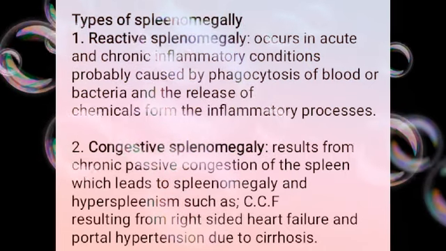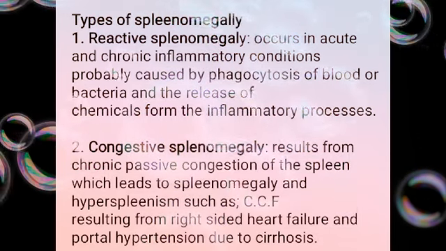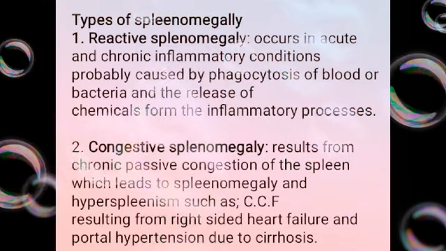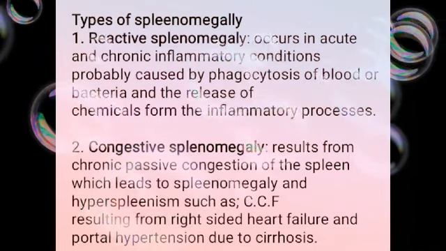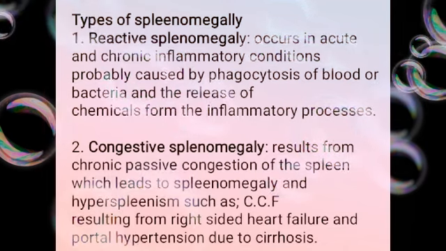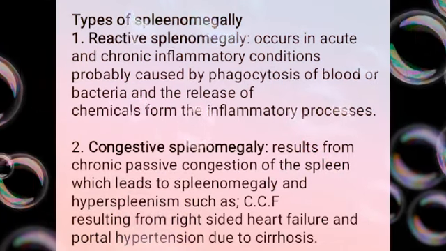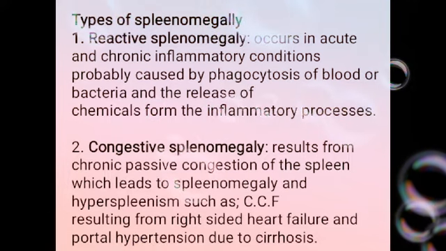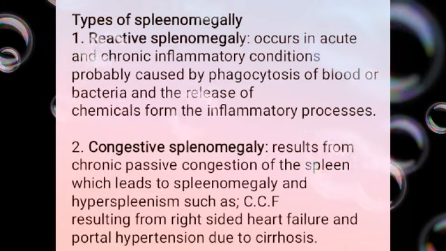We've got types of splenomegaly. First one is reactive splenomegaly that actually comes due to the acute or chronic inflammation that can be present, and this can be caused even because of underlying diseases. For example, if the inflammation is present and persistent, it can lead to reactive splenomegaly.